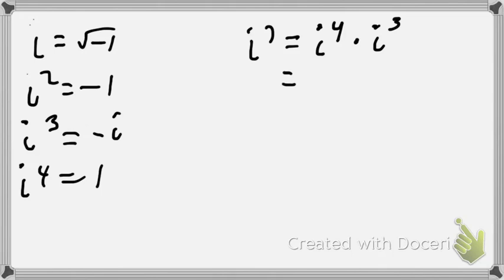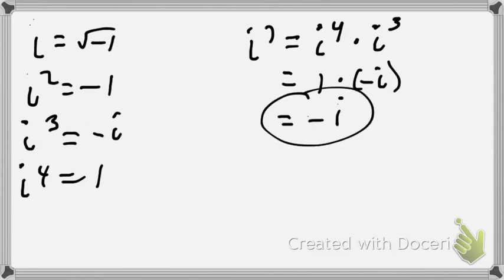Alright, so i to the fourth is nice because we know that's 1. What does i to the third equal? Well, i to the third equals negative i. So i to the seventh is negative i. That'd be our answer. Alright, let's make it a little bit bigger. Let's make i a little bit bigger.